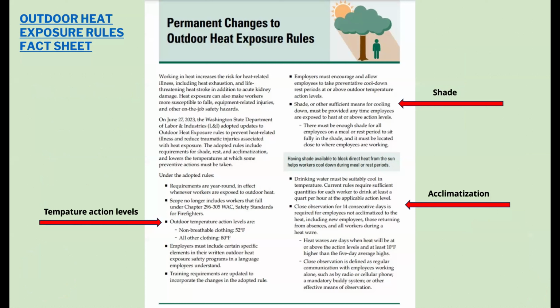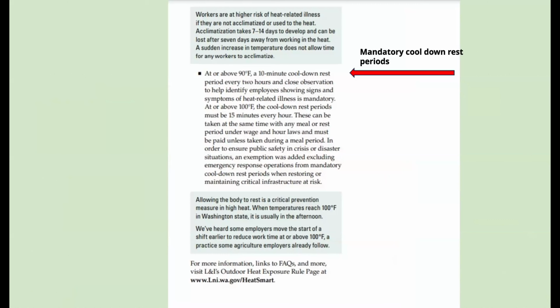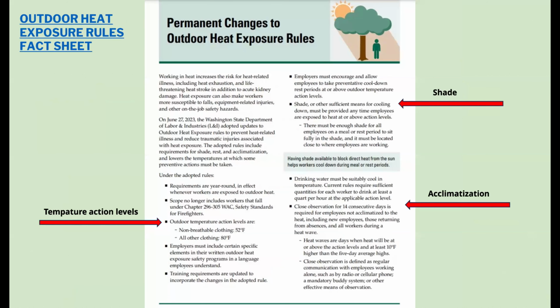about permanent changes to outdoor heat exposure rules. It's only a two-page fact sheet that tells you about the permanent changes to the rule, that includes information about temperature action levels, shade, acclimatization, and mandatory cool down rest periods that are now part of the heat rule that was updated last year.